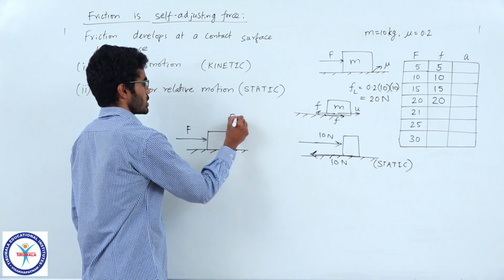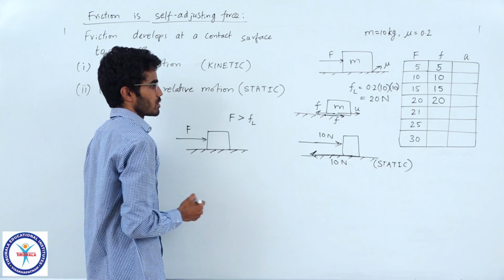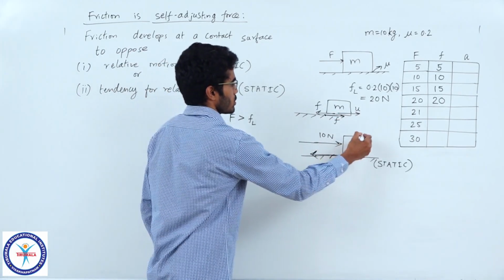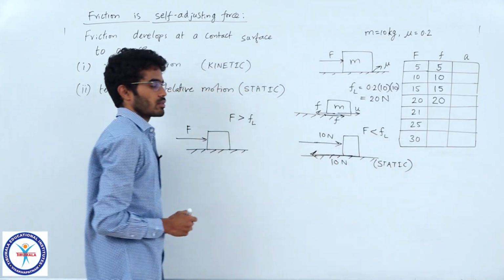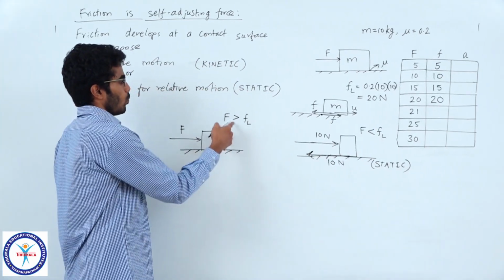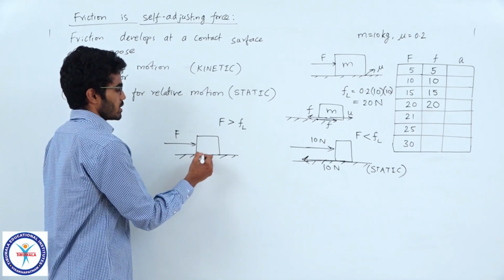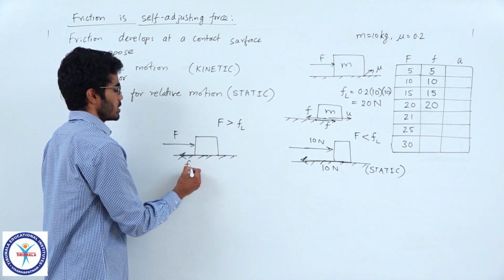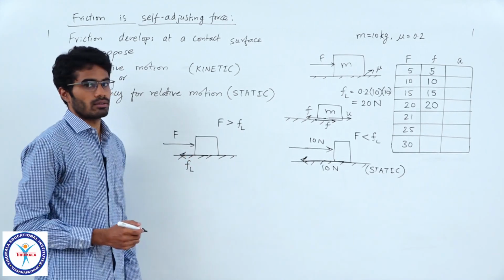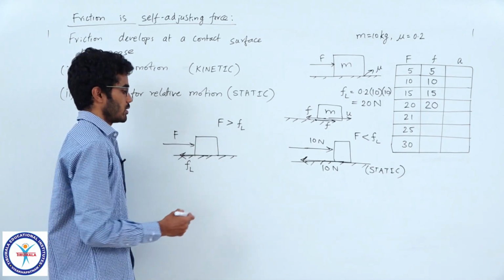Now, this is the case when the applied force is greater than the limiting friction. These are all the cases where it is less than the limiting friction. So, now what happens if it is greater than this? The friction that develops here is FL, the maximum value, and it cannot increase more than that.